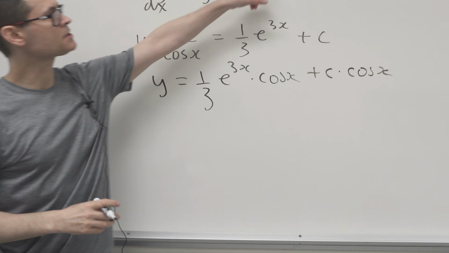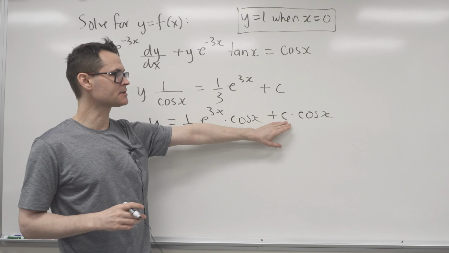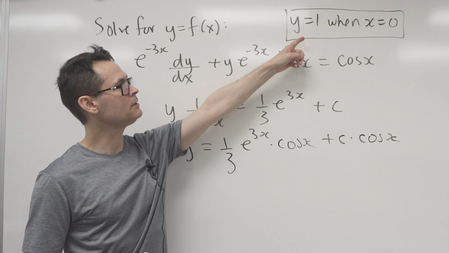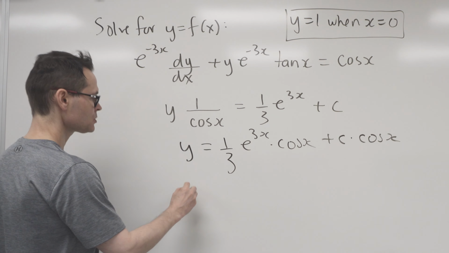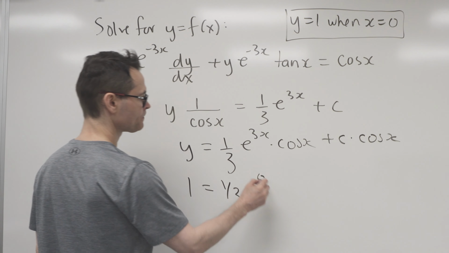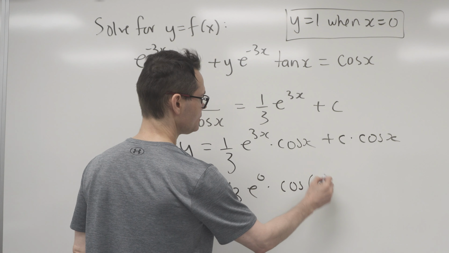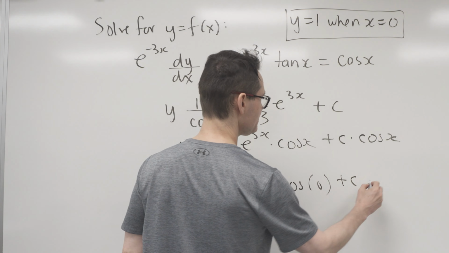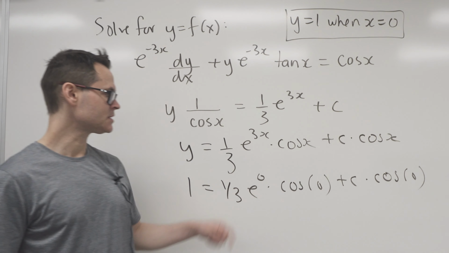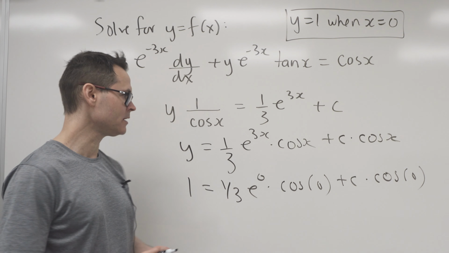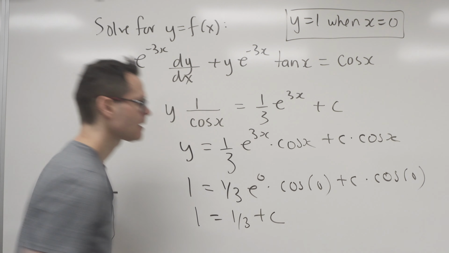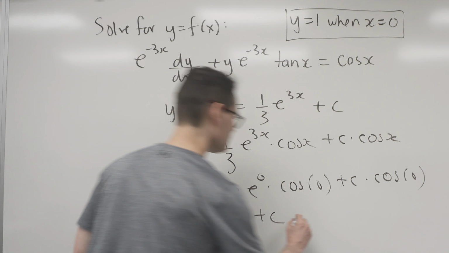And let me just introduce an initial condition here, because often they want you to solve for the constant of integration by plugging in 1 for y and 0 for x. So 1 is equal to 1 over 3 e to the 0 times the cosine of 0 plus c times the cosine of 0. And e to the 0 is 1, cos of 0 is 1. So this ends up being 1 equals 1/3 plus c. So c is equal to 2/3.